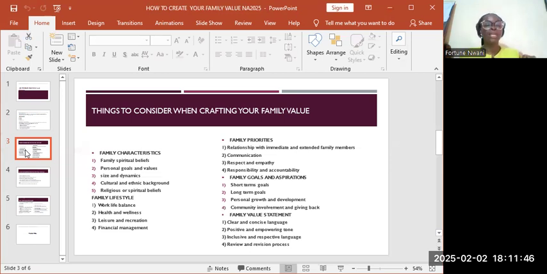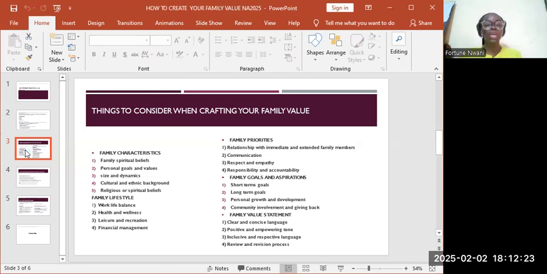Now, you also want to look at the size and your family dynamics. The number of persons in your home, whether you have a large family or a small family, you want to put all those into consideration. Then your religious or spiritual beliefs. That is kind of a replication. So you want to put all those into consideration before you craft your family's values.